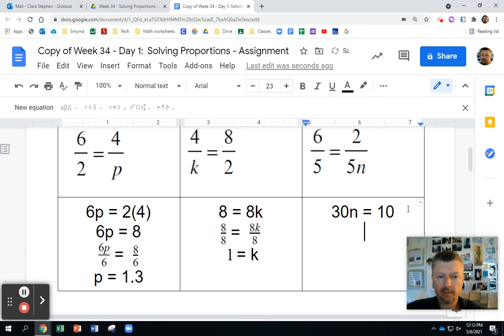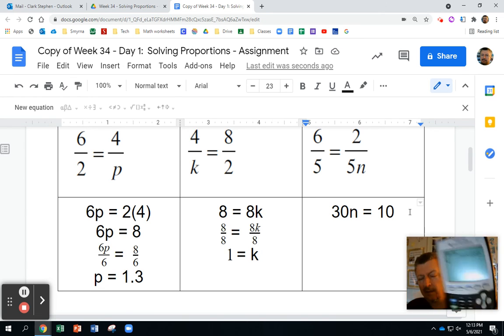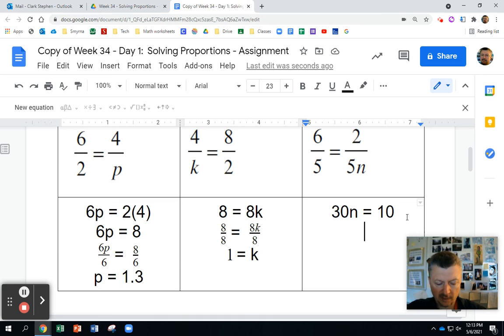The next thing we're going to do is divide by 30 on both sides. Make sure you don't do 30 divided by 10, because remember we're dividing by 30 because we want to get rid of the 30. So you're going to do 10 divided by 30. I'm going to put that in the calculator. 10 divided by 30. There we go. We get another repeating 3 there. So we have N equals 0.33333, going on forever.